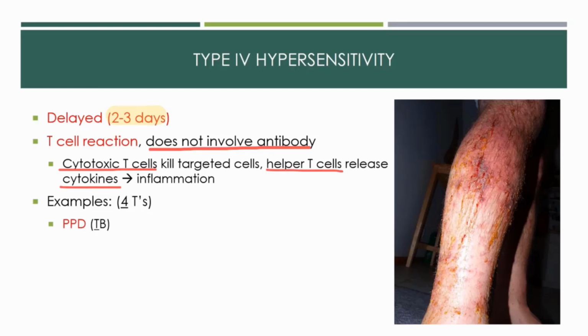The reason PPDs take 48 to 72 hours to be read and be proclaimed negative is because even memory T cells take a little time to activate. On the other hand, a first-time exposure to TB will take more like a few weeks to get a peripheral response to the protein, and PPDs placed early after a possible exposure may yield false negatives and should be repeated.